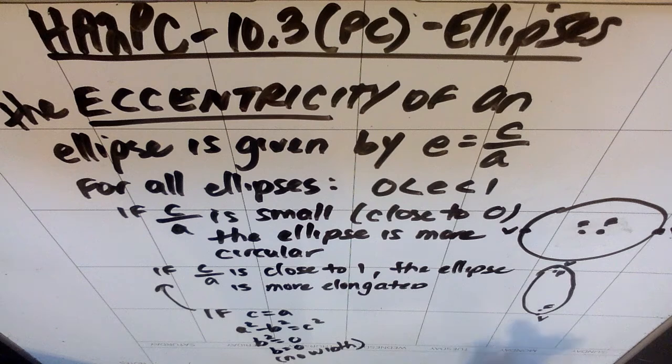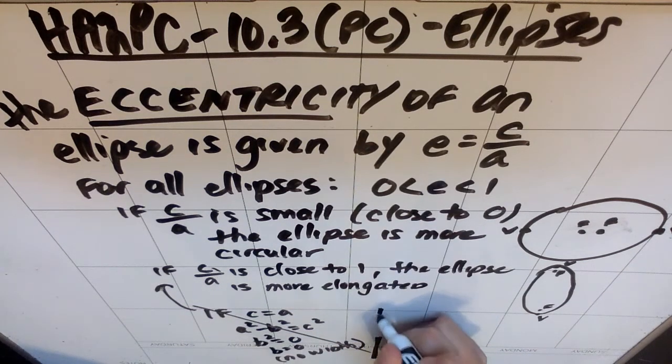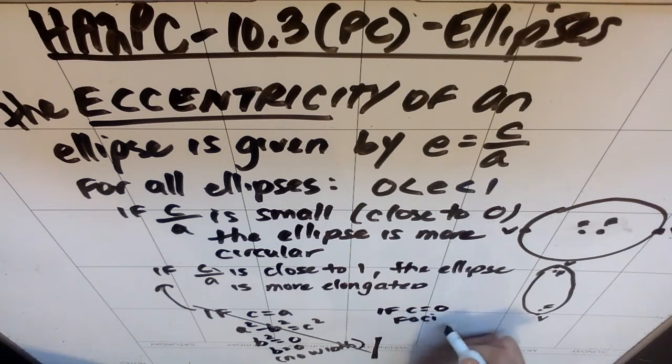Well, if you look at an ellipse, it has to have width, right? It can't just be a line. That would be a degenerate conic. So that's why C can't be equal to A, so you can't have a 1. And the reason that C can't be 0 is if C is 0, then the foci aren't 2 points. They're the center, and it's a circle. It's not an ellipse.